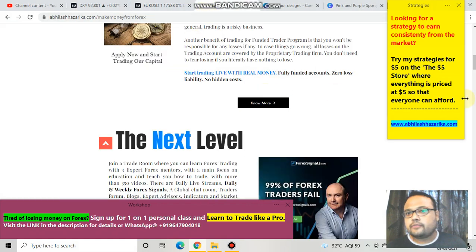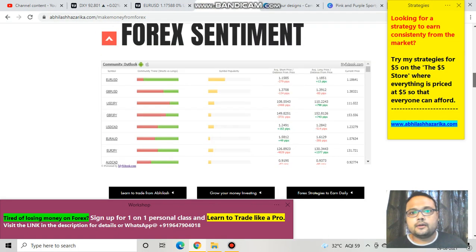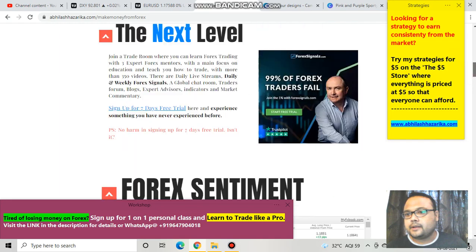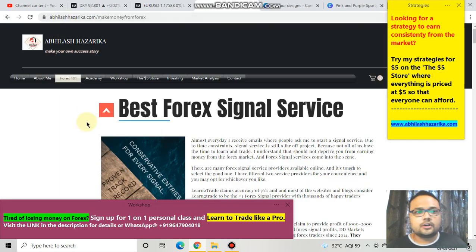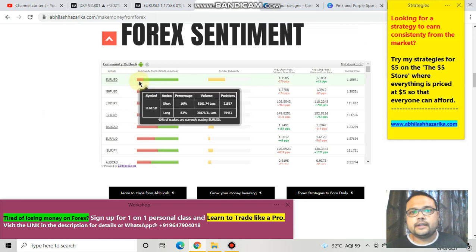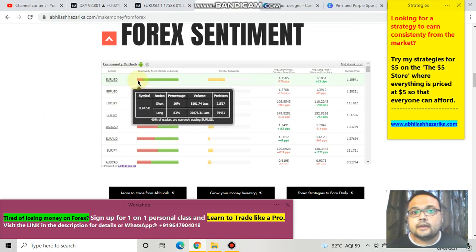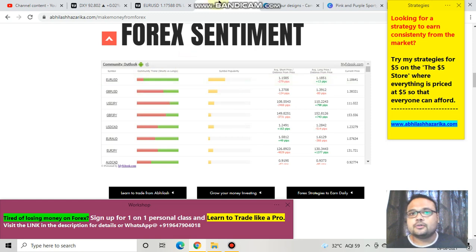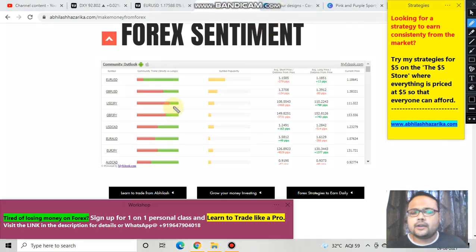And if we go to the Forex sentiment meter also, you'll find the Forex sentiment meter on my website avilashhazarika.com under the Forex 101 section. If you go to the Forex sentiment meter here, then you can see that 83% retail traders have taken a long position and 16% retail traders have taken a short position. So 83% retail traders are thinking that the market will be going up, and only 13% retail traders are thinking that the market will be going down.